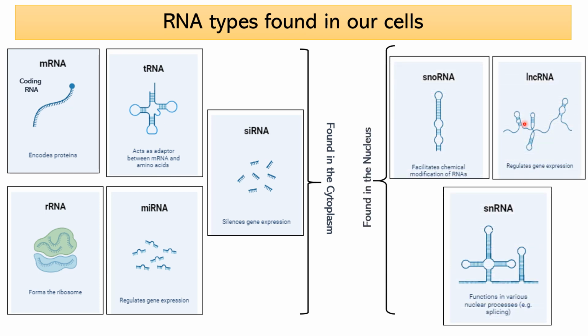Then we have the other 3 types, which are small nucleolar RNA, long non-coding RNA, and small nuclear RNA, and they also have different roles. Although they are also made in the nucleus, their main function is within the nucleus, and that's the main difference between these types.